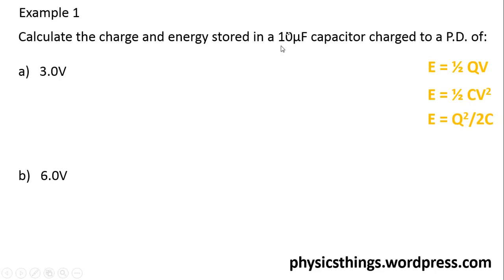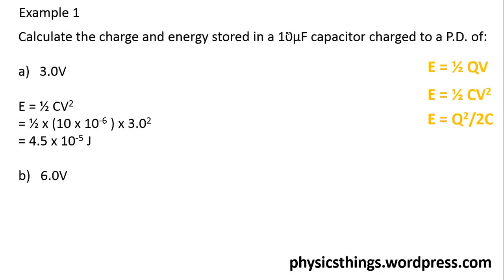I have a capacitance, and I have a potential difference, so I have a C and a V. So my preferred equation is going to be this middle equation here. E equals a half CV squared. When I plug my numbers in that I've got above, I get an energy stored as 4.5 times 10 to the minus 5 joules. What happens if I up the voltage and the potential difference across the capacitor to 6 volts? I'll use the same equation.